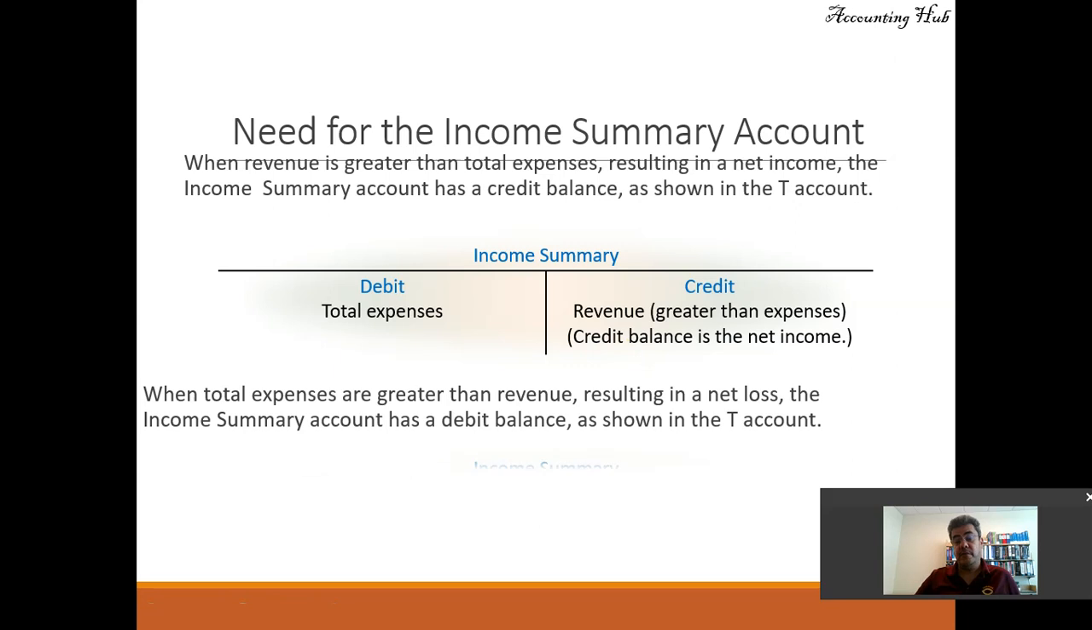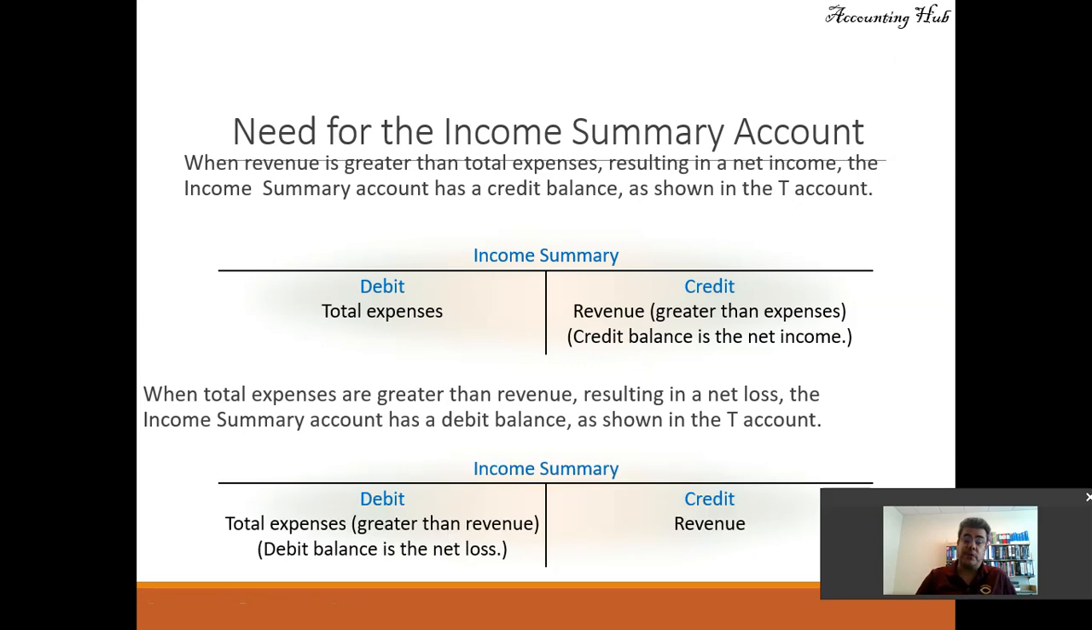On the other hand, a net loss is the opposite, when the total debits, the total expenses, are greater than total credits, or total revenues. We will be working on that in an Excel file soon.